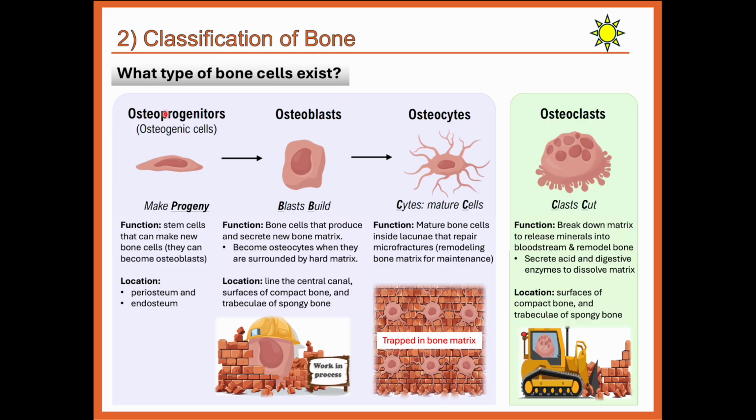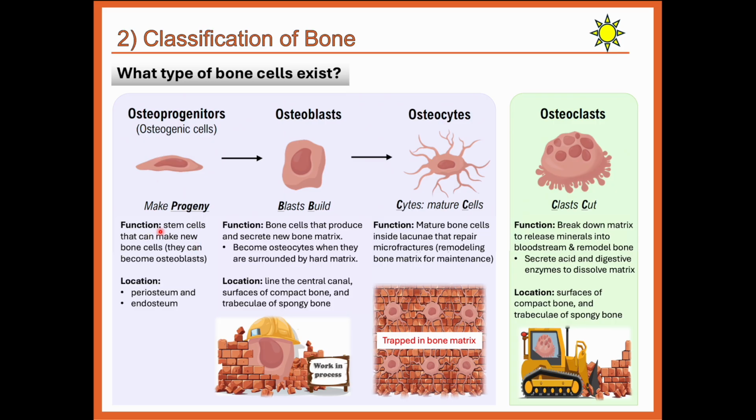Genic means to make, right? Osteoprogenitor sounds like progeny. Progeny, progenitor, is your generation, you're progenerating other cells. So these are called stem cells, right? They make new bone cells. They make the progeny. They make the new cells. They're the stem cells that make other cells, right?